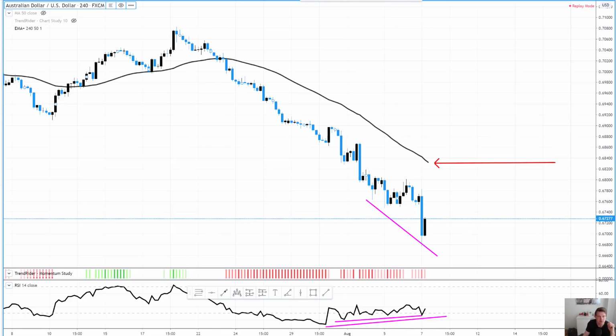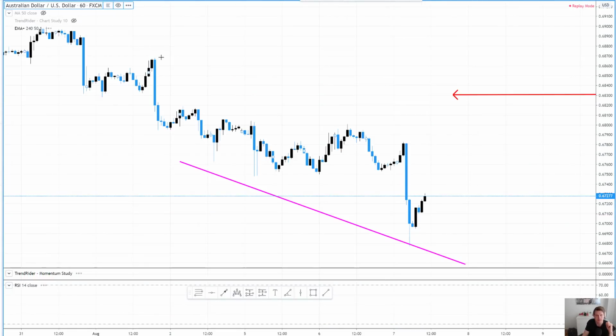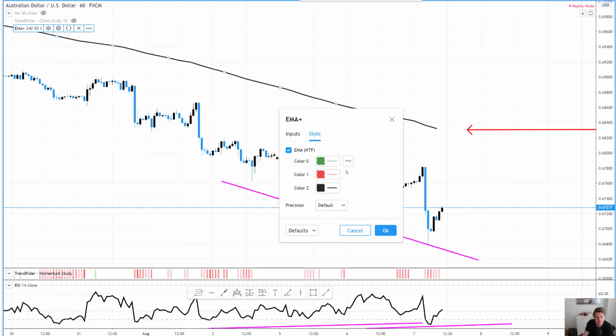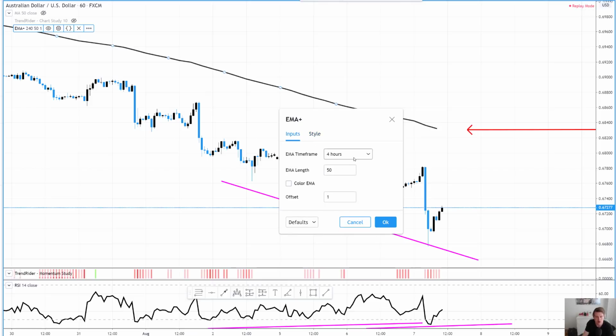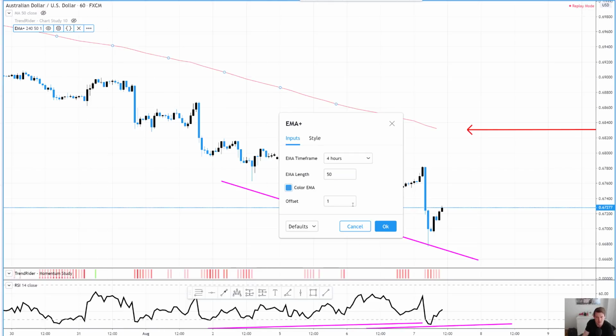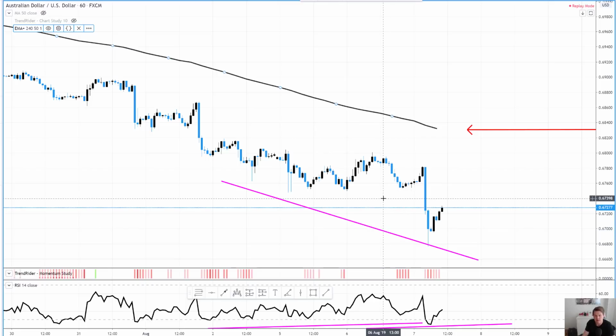Then we want to go down to the lower time frame, to the 1 hour. I still keep the moving average from the higher time frame on the charts. This is the 4-hour 50 EMA that we are using here. You can color it, but that is not really necessary. And this is the 50 period moving average from the higher time frame.